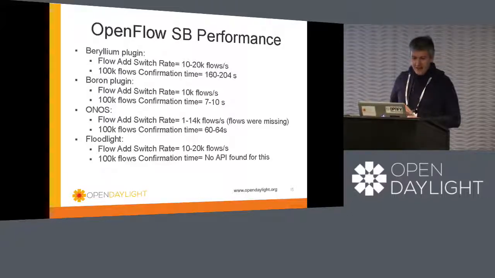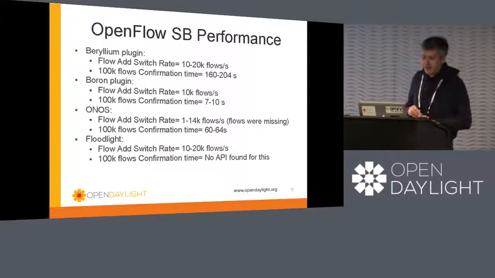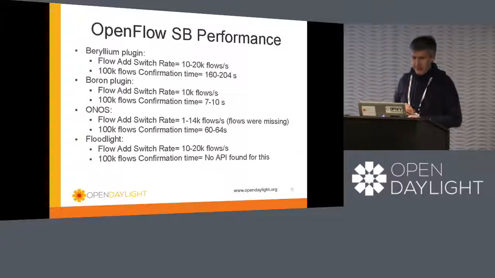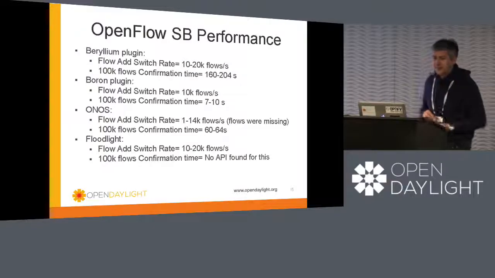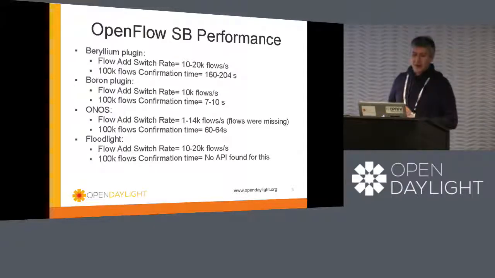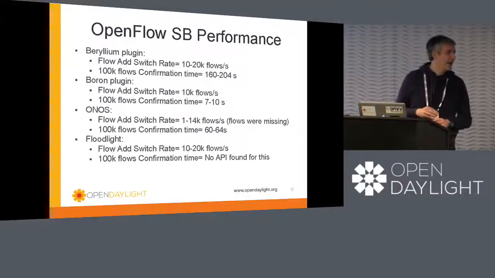For ONOS, for this particular use case, we found a variation in the flow add switch rate between 1 and 14 flows per second. Some flows were missing, I don't know. And then the flow confirmation time is around 60 to 64 seconds. This is what we found. For Floodlight, it's a little bit like our Beryllium plugin, between 10 and 20K flows per second programming the network, and then the 100K flows confirmation time. Oh yeah, we don't have an API, the same as for the other test.